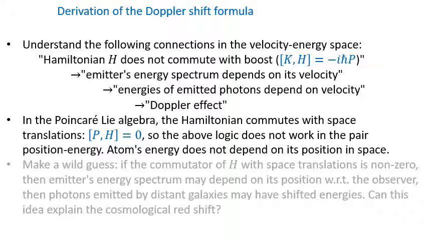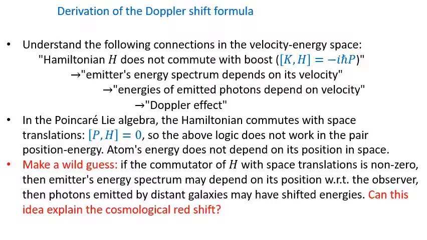Recall that in the Hubble law, the photon energy changes as a function of distance. Can we have a Doppler-like effect in the position energy domain? This doesn't seem possible in the world governed by the Poincaré symmetry, because the commutator of the Hamiltonian with space translations is zero. So the energies of atomic levels do not depend on atom's position in space.